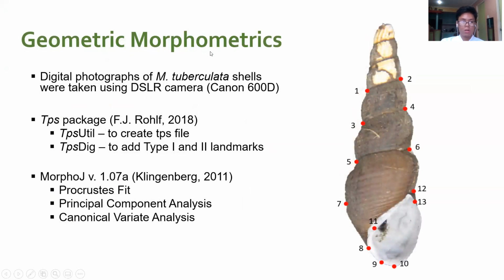The same snails were also used for geometric morphometrics, where digital photographs had to be taken first with a DSLR camera for landmarks to be added on each photo using the TPS package, and they were exported to MorphoJ version 1.07 for this analysis to be run.